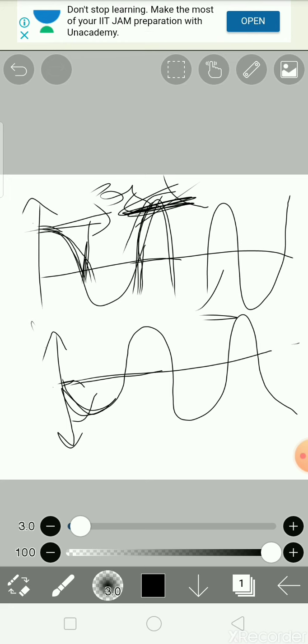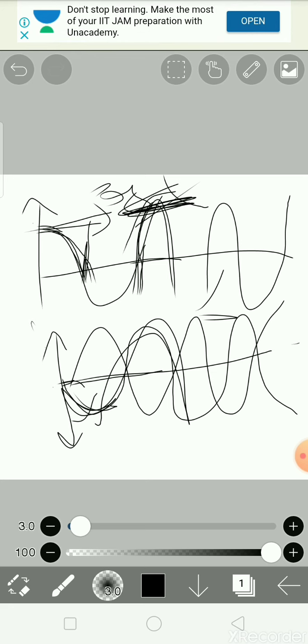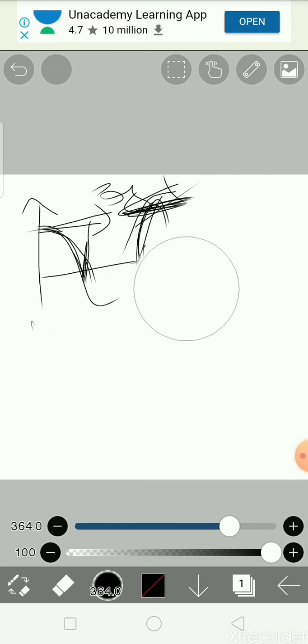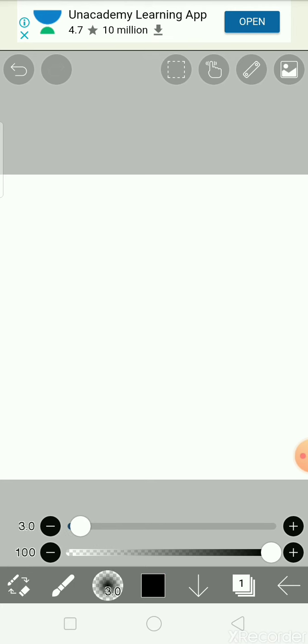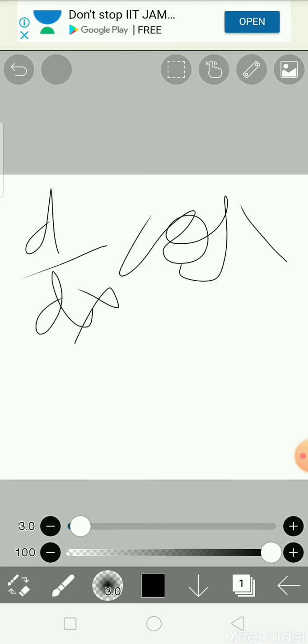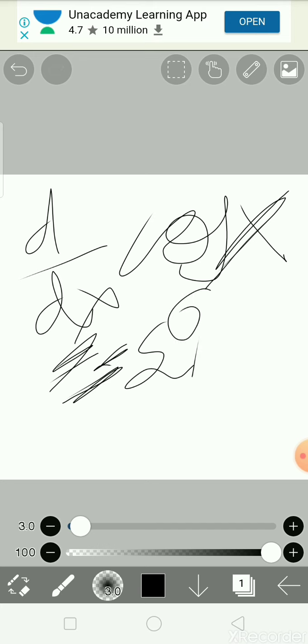If we compare this with the sine graph, it is like this. So this derivative graph of cos x is opposite to that of the sine x graph. That means the derivative of cos x, d by dx of cos x, is minus sine x.